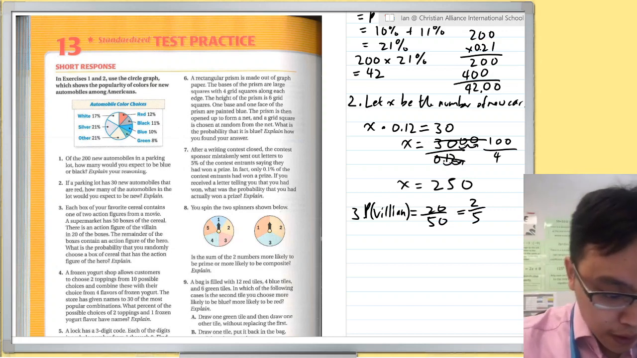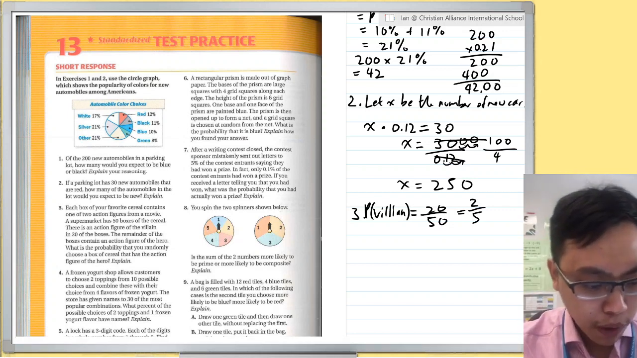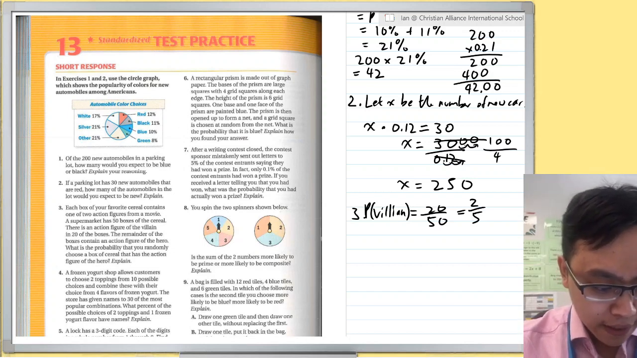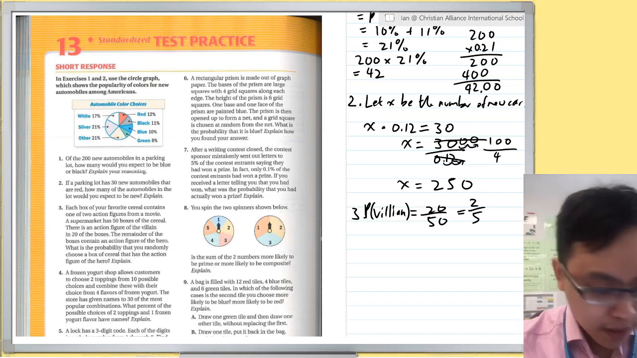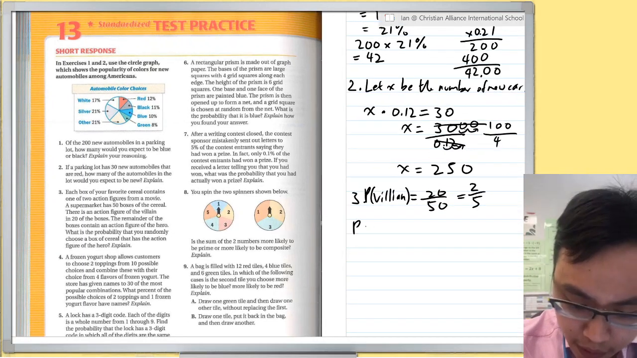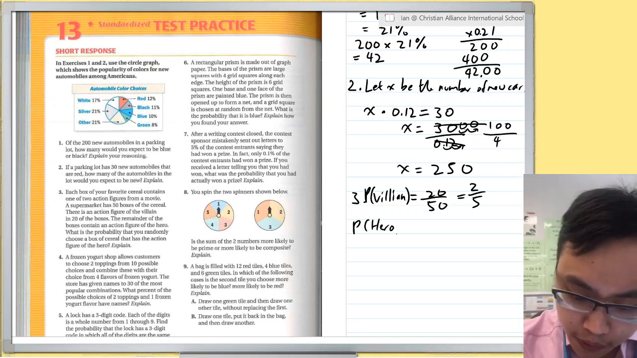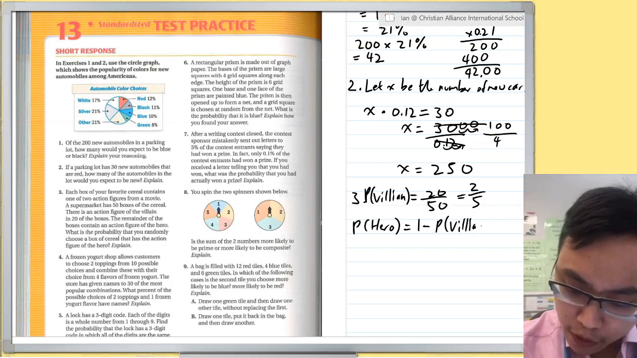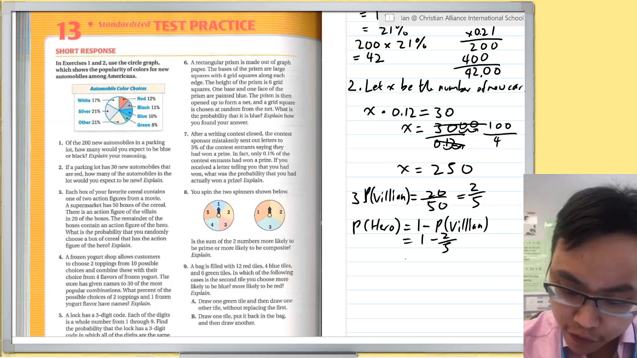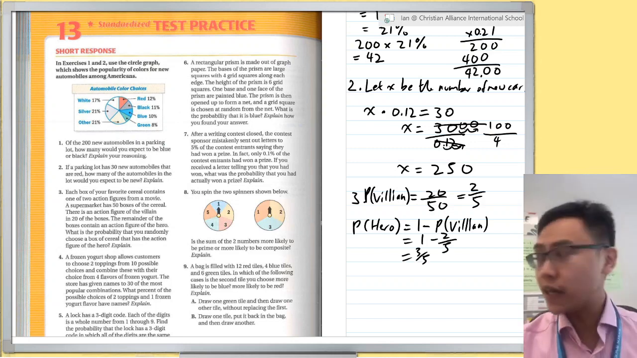Let's continue with the question. It says the remainder of the boxes contain heroes. What is the probability that you randomly choose a box of cereal that has the action figure of a hero? It's either villain or hero, so these are complementary events. The probability of hero is equal to 1 minus the probability of villain, which will be 1 minus 2 over 5, which is equal to 3 over 5 in the end.